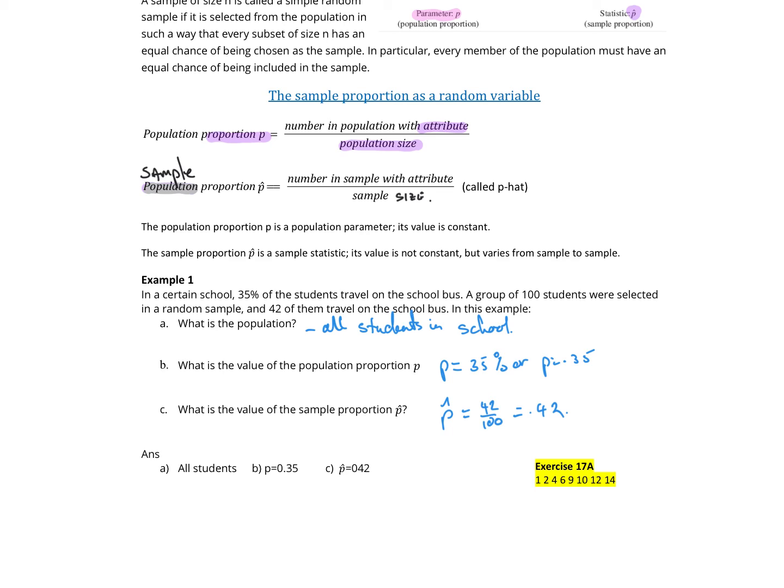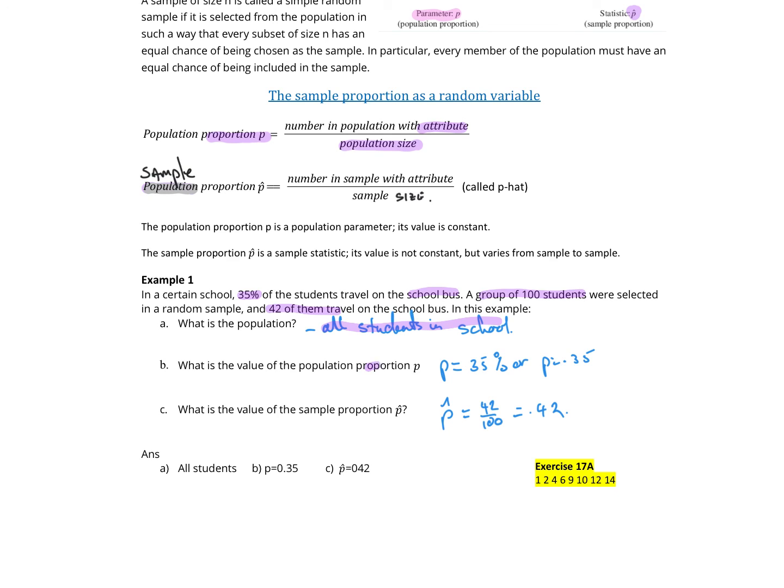All right. So if we have a bit of a look at our first example here, just to identify the values. I've got a school where 35% of the students travel on the school bus. I take a group of 100 students we select at random, and 42 of them travel on the school bus. All right, so the population in this case is obviously our whole school.